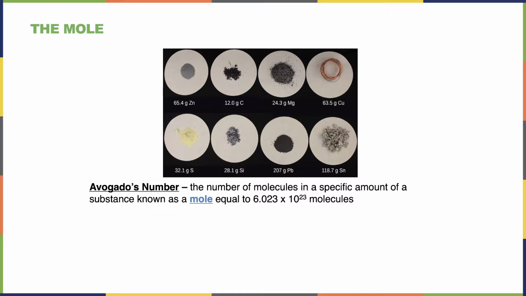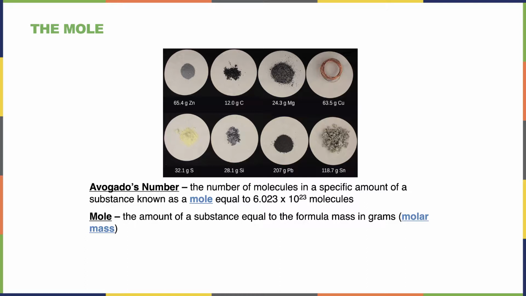So just like 12 is a dozen eggs, 144 is a gross of pencils, and 500 sheets is a ream of paper, a mole of any substance, any compound, represents 6.02 times 10 to the 23rd molecules. That's a number you need to remember. 6.02 times 10 to the 23rd molecules.